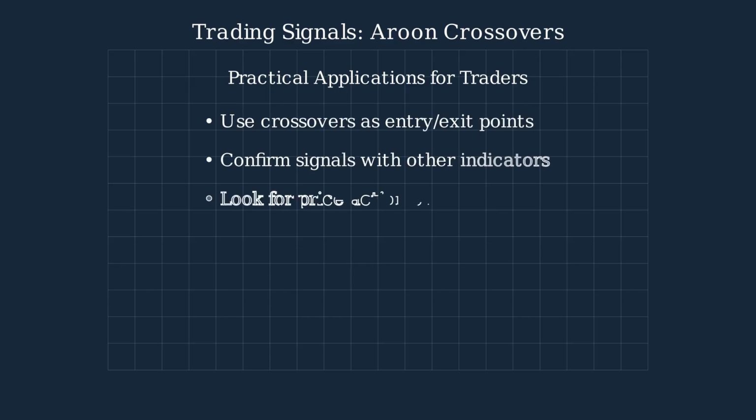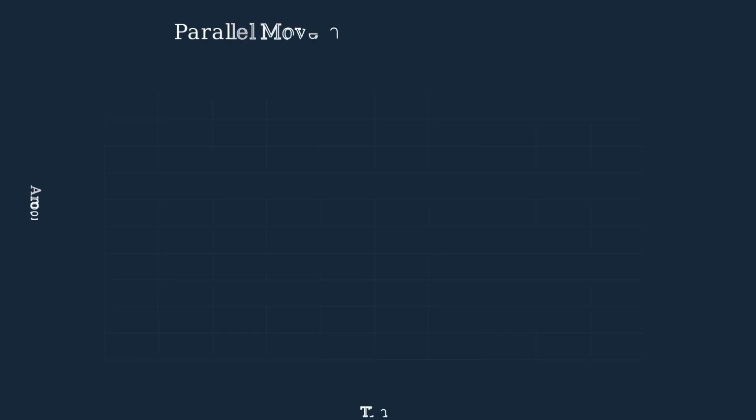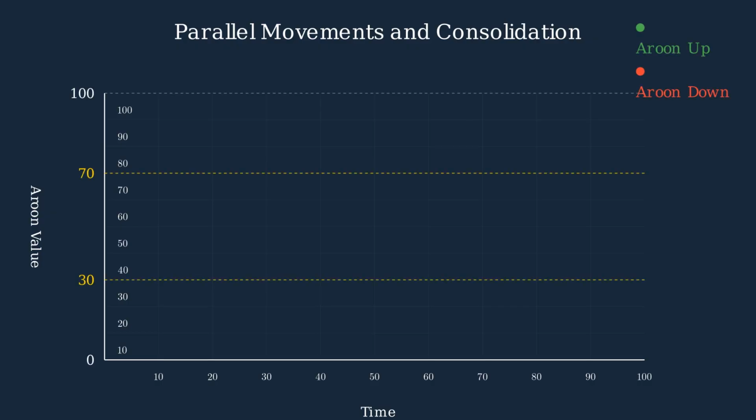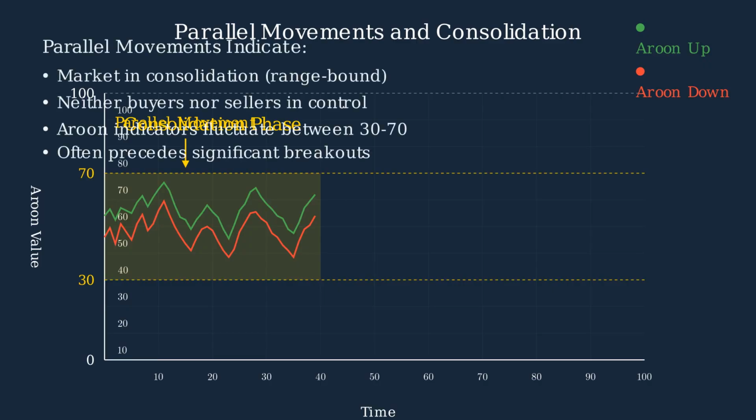For best results, it's recommended to confirm Aroon crossover signals with other technical indicators or price action patterns before making trading decisions. When both Aroon Up and Aroon Down move in parallel or close together, it indicates a consolidation phase. During consolidation, both indicators typically fluctuate between 30 and 70, moving together with minimal divergence. This parallel movement suggests that neither buyers nor sellers have control of the market.